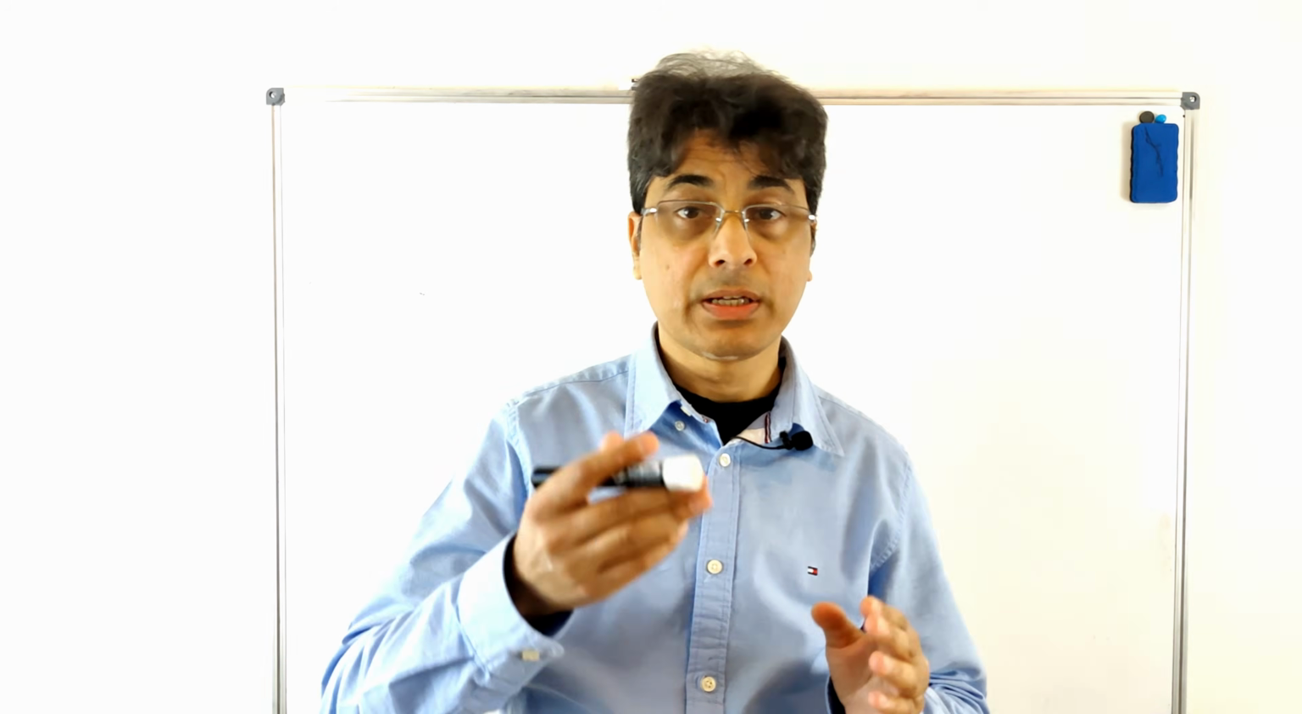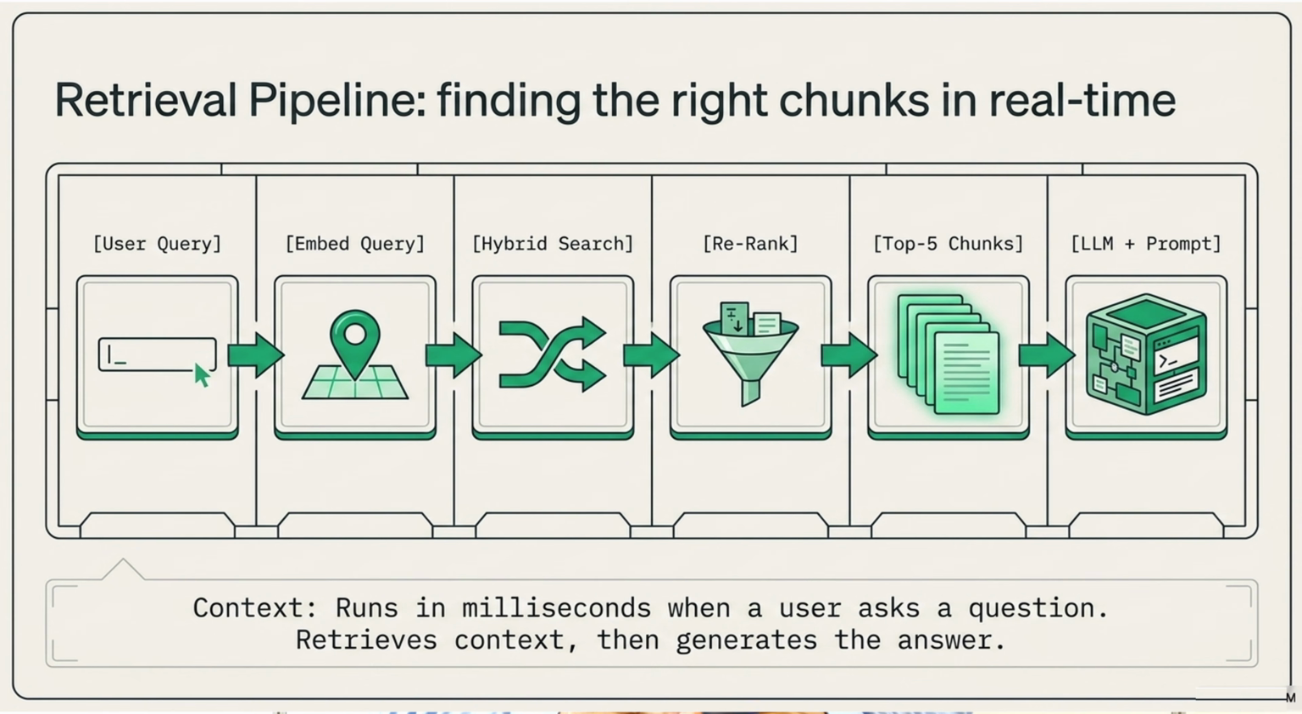Now let us talk about what happens when a user actually asks a question. This is the retrieval pipeline and it runs in real time. Here is the flow. The user sends a query. You embed that query using the same embedding model. Then you search the vector database for the chunks most similar to the query. You re-rank the results and then you take the top chunks and inject them into the prompt alongside the user's question. The LLM reads the context and generates a grounded answer. Let me break each step down.